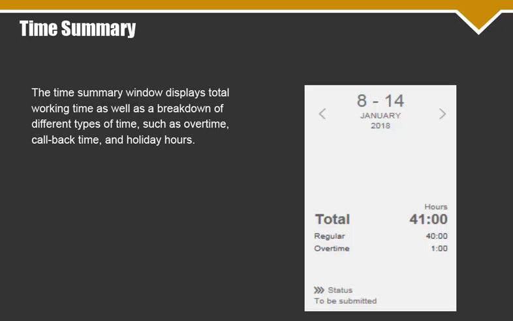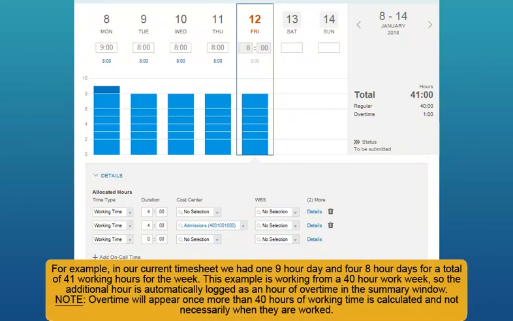The time summary window displays total working time as well as a breakdown of different types of time, such as overtime, callback time, and holiday hours. For example, in our current timesheet, we had one 9-hour day and 4 8-hour days, for a total of 41 working hours for the week. This example is working from a 40-hour workweek, so the additional hour is automatically logged as an hour of overtime in the summary window. Please note that overtime will appear once more than 40 hours of working time is calculated and not necessarily when they are worked.